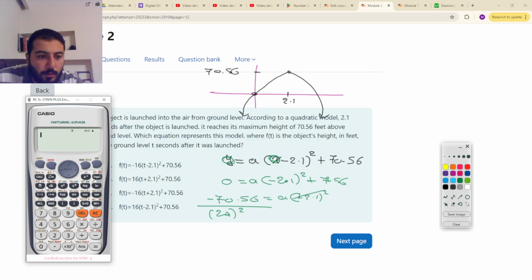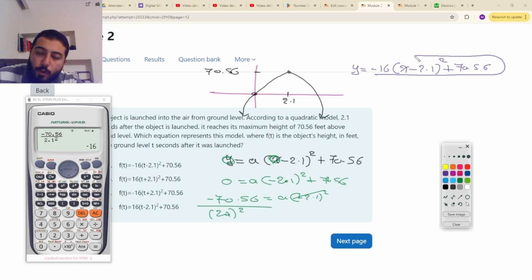Negative 70.56 over 2.1 to the power 2. The power 2 is only for the 2.1. That is negative 16. So we now know that the whole equation is y equals negative 16 times x minus 2.1, all to the power 2, plus 70.56. We can reform this to any other form, like the general form or the vertex form, but all the answers are in vertex form. So what we need to do is just choose it.